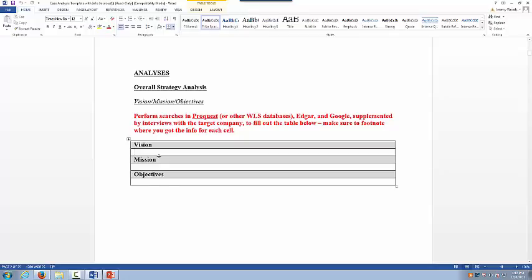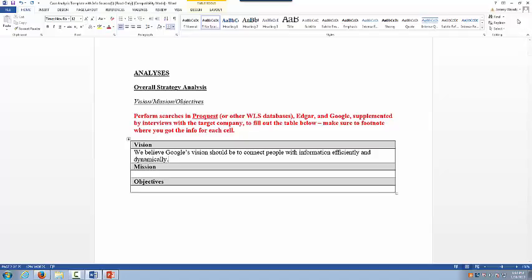So, for example, if the company that you're focusing on is Google, we believe Google's vision should be to connect people with information efficiently and dynamically. And then you're going to put a footnote in there.